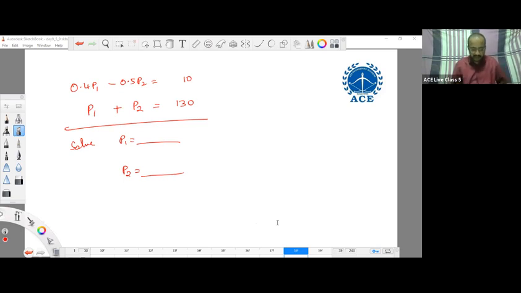P1 is 83.33 megawatt. P2 is how much? 46.67 megawatt. Okay. I think all of you got the same.